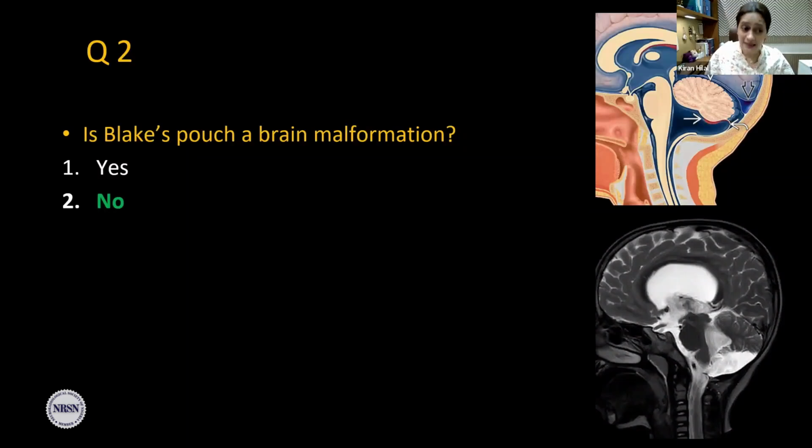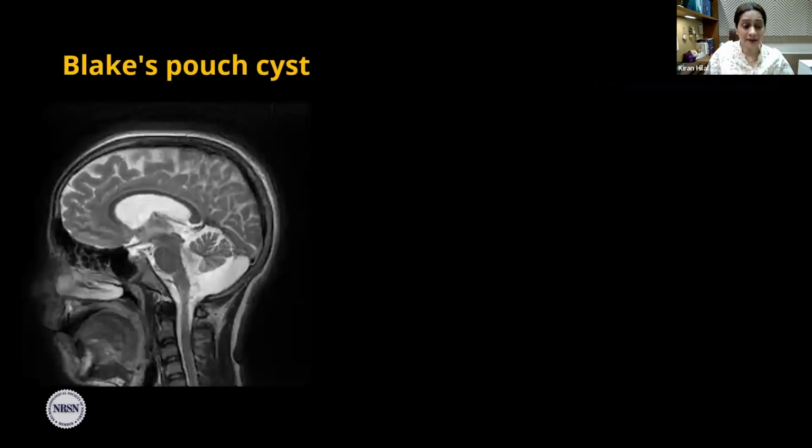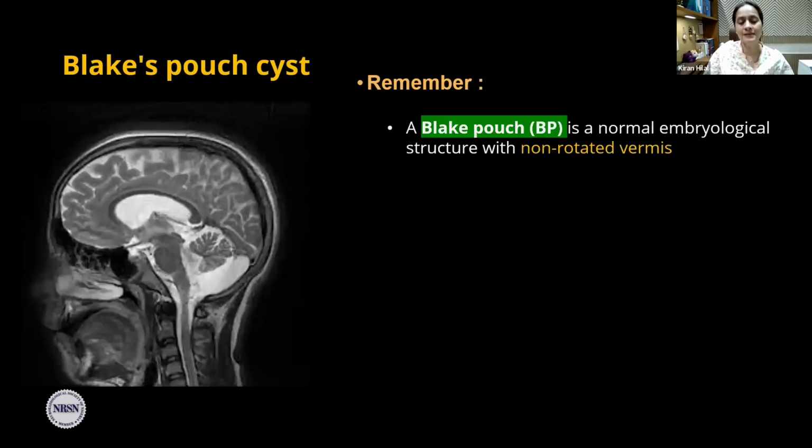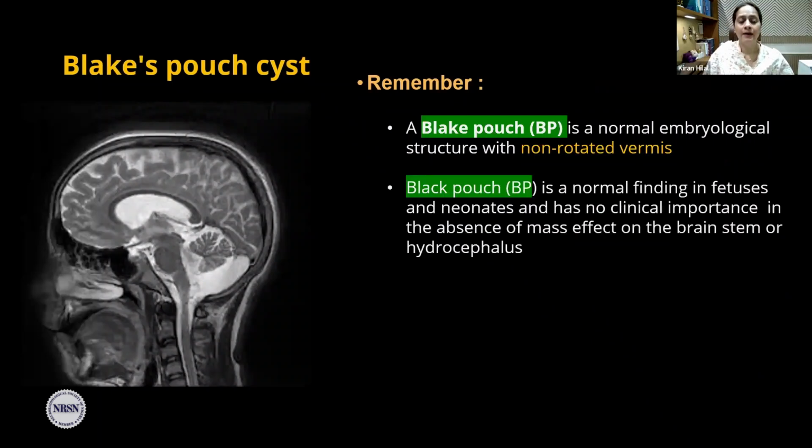The Blake pouch itself is not a brain malformation. The answer is no. But the Blake pouch cyst is an abnormal brain malformation. So always remember that the Blake pouch is a normal embryological structure with a non-rotated vermis. It is a normal finding in fetuses and neonates and has no clinical importance in the absence of mass effect over the brainstem or in the absence of hydrocephalus.